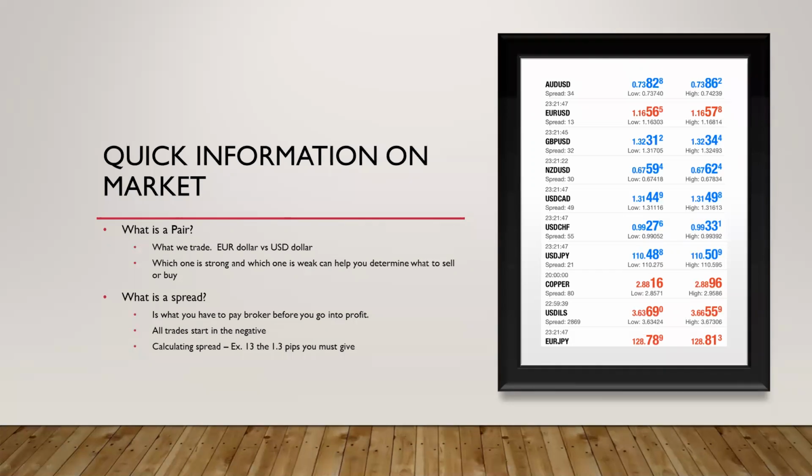Dr. K, can you say the spread one more time? Okay. So it says here, what is the spread? A spread is what you have to pay the broker before you go into profit. All the trades will start out in the negative. So calculating the spread, the example is 13. So if the spread is 13, 1.3 pips you must give to the broker. So if your spread is 32, 3.2 pips you're going to pay the broker.